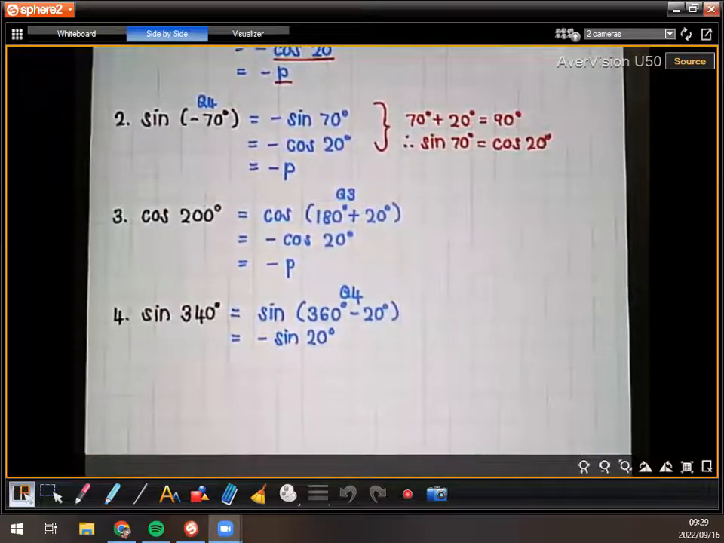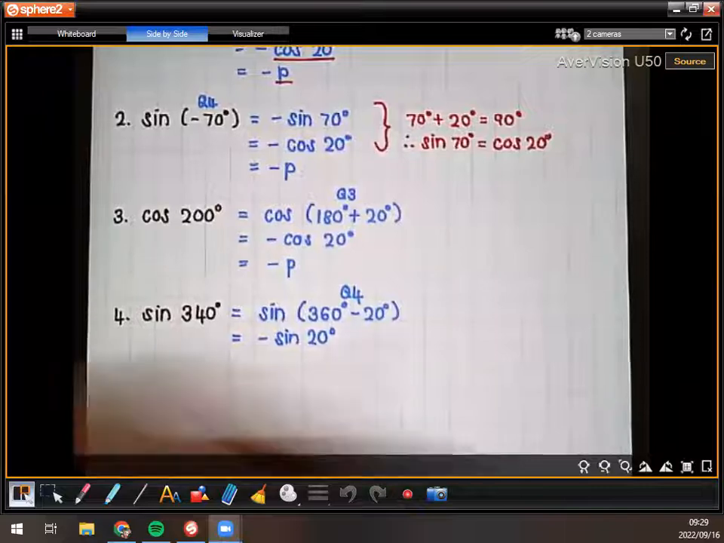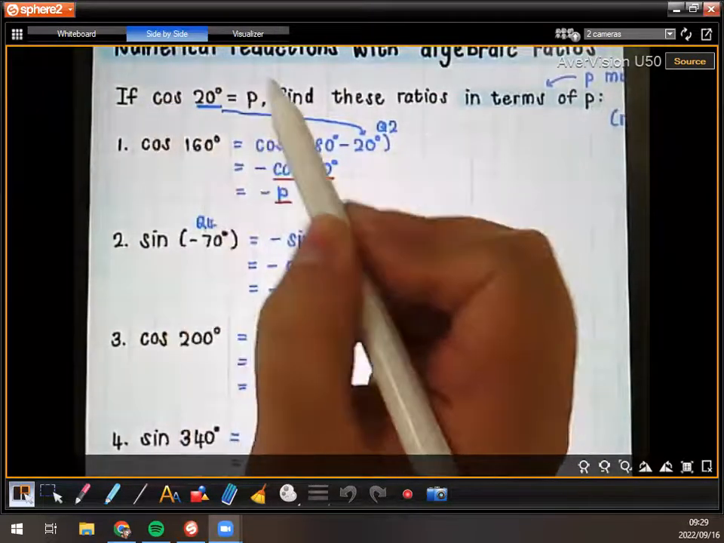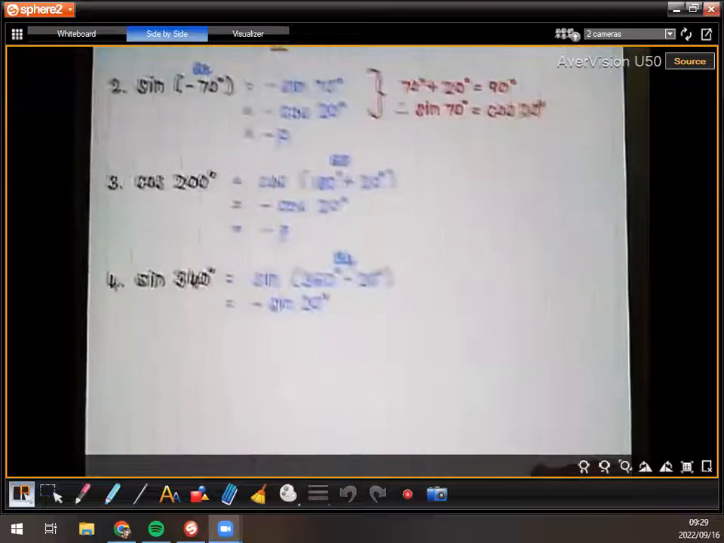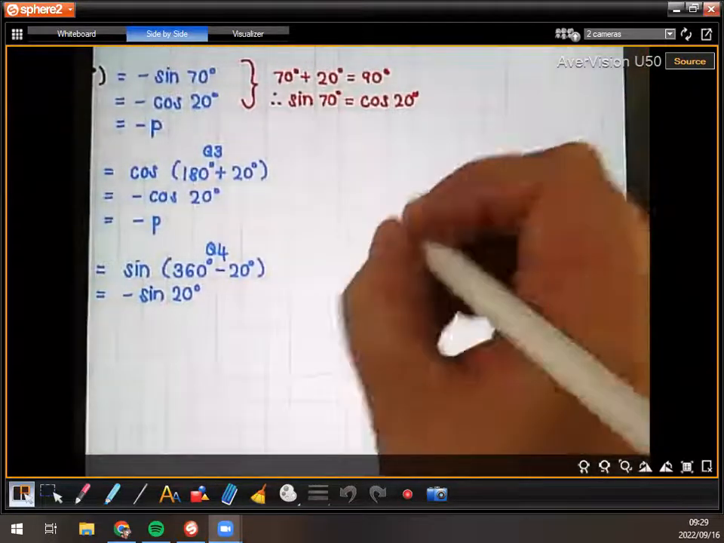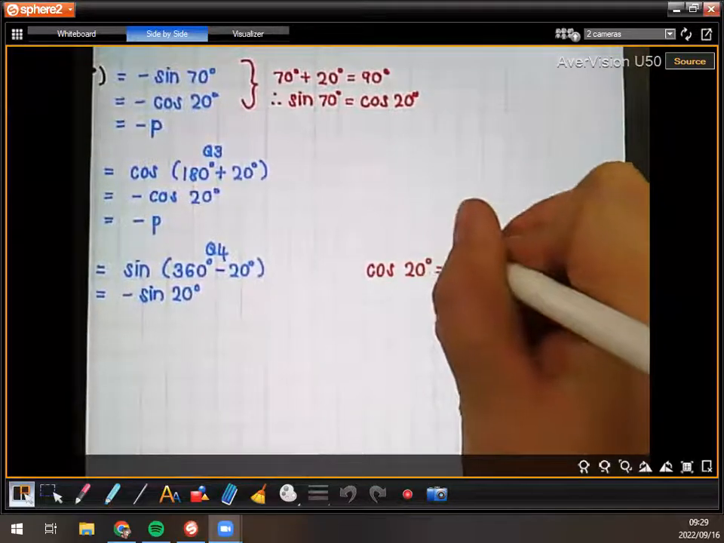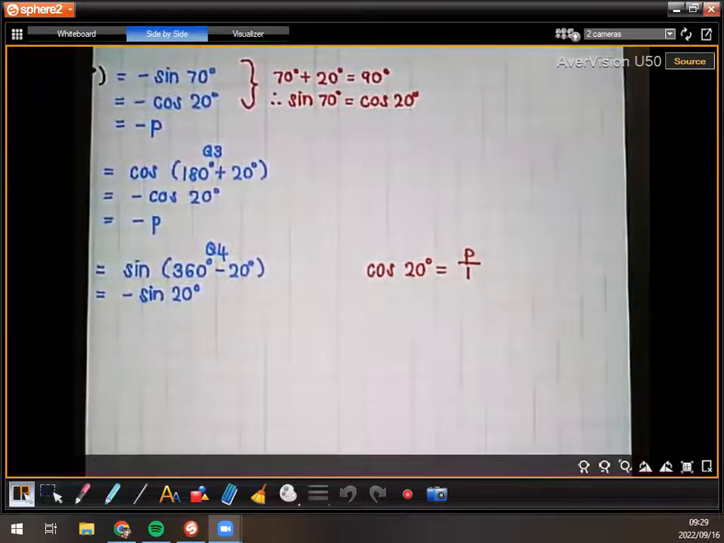Guys, this is the problem now because they gave us cos 20, not sine 20. If it was sine 70, we could do what we did up there. Right? Now what we're going to have to do is we're going to have to draw it. So the information that they gave us at the beginning was cos 20 is equal to p. So just next to this, I'm going to write cos 20 is equal to p over 1. We agree that p is the same as p over 1.